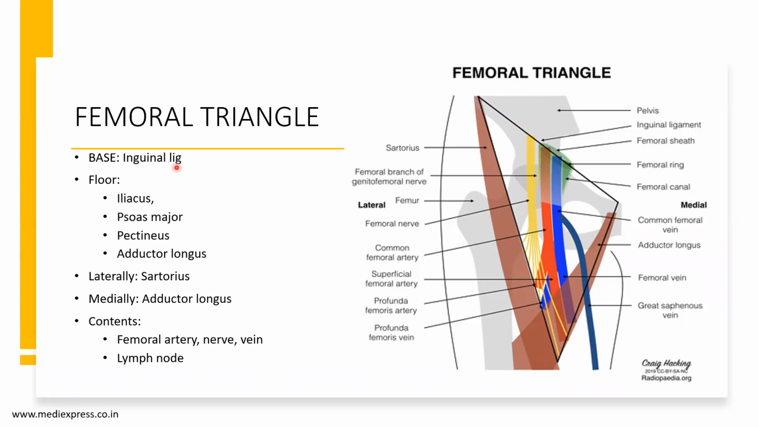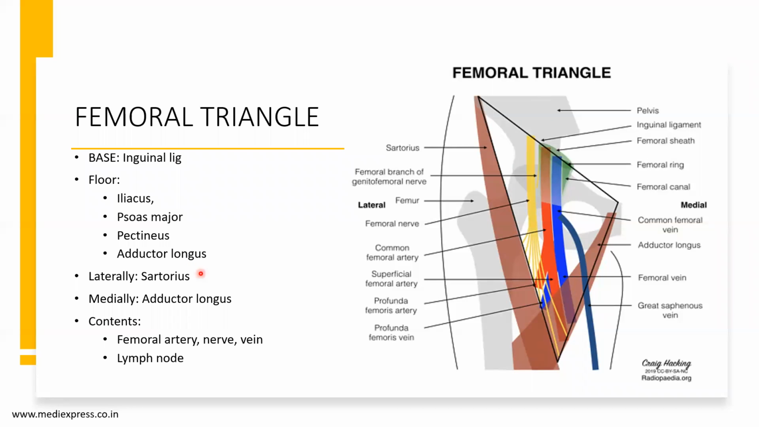We have an inguinal ligament, that is the base of femoral triangle. The base of femoral triangle is the inguinal ligament. Coming to the floor. In the floor, we have iliacus muscle, we have psoas major, we have pectineus, as well as we have adductor longus muscle. Okay, these three are actually the major ones.